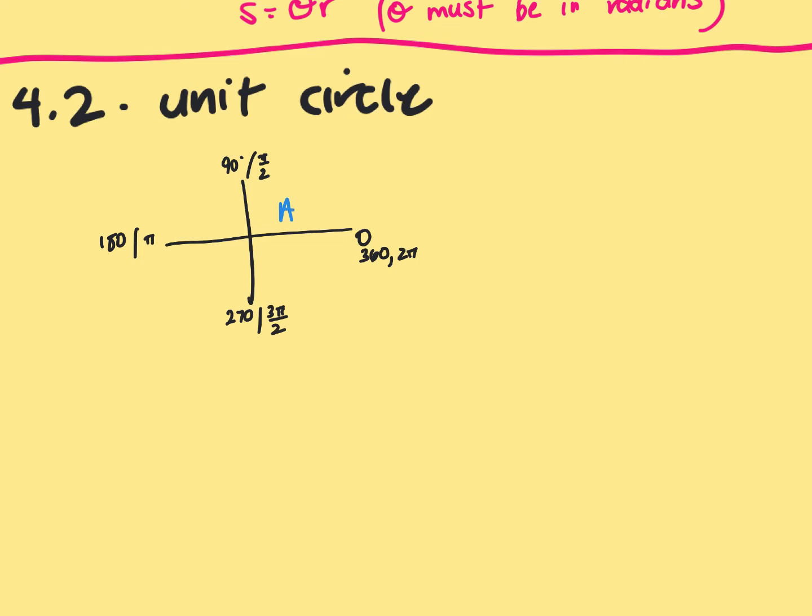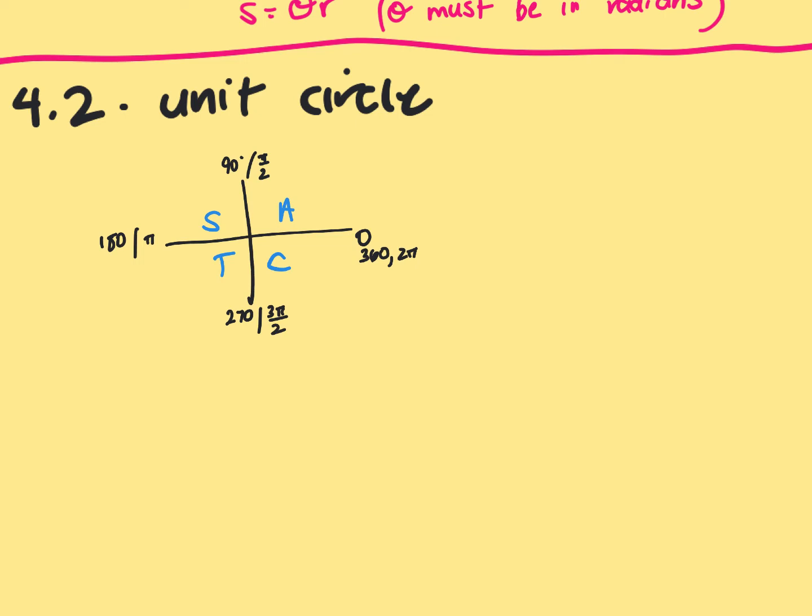And we did "All Students Take Calculus" to help us remember what's positive in each quadrant. So in the first quadrant, everything is positive. In the second quadrant, sine and its reciprocal function, cosecant, are positive. Everything else is negative. In the third quadrant, tangent and its reciprocal function, cotangent, are positive. Everything else is negative. And in the fourth quadrant, cosine and secant are positive. Everything else is negative.